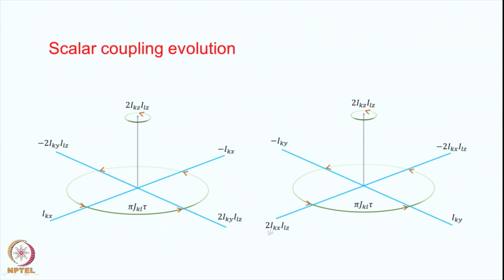Now, if I want to put here the anti-phase magnetization, here it was starting with the in-phase magnetization, this is how they transformed. If I start with 2 IkxILz, this anti-phase magnetization, and this operator remains the same, 2 IkzILz, this rotates into Iky. So, the cosine component will be 2 IkxILz, the sine component will be Iky. If I consider the rotation further, Iky rotates into minus 2 IkxILz, partly it remains as Iky, the cosine pi Jkl tau will be Iky, and the sine will be minus 2 IkxILz, minus 2 IkxILz sine pi Jkl tau. So, this is the way rotation happens.